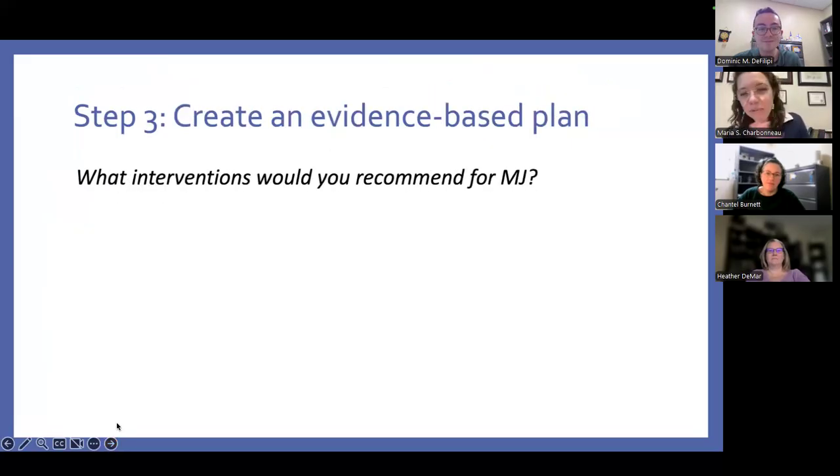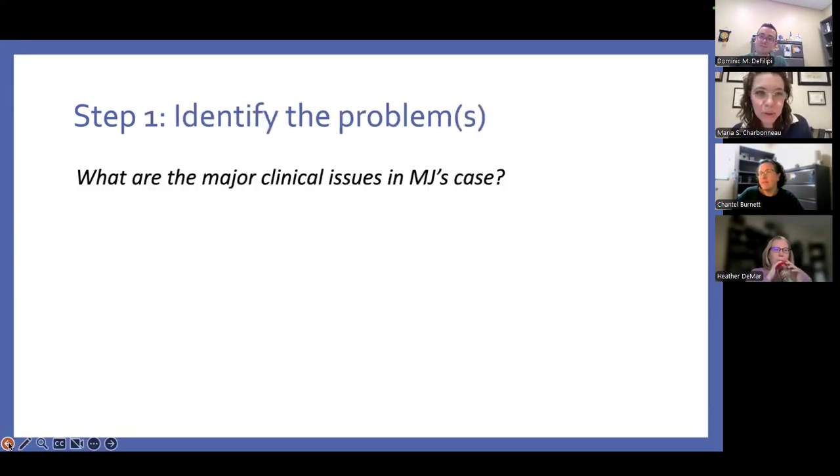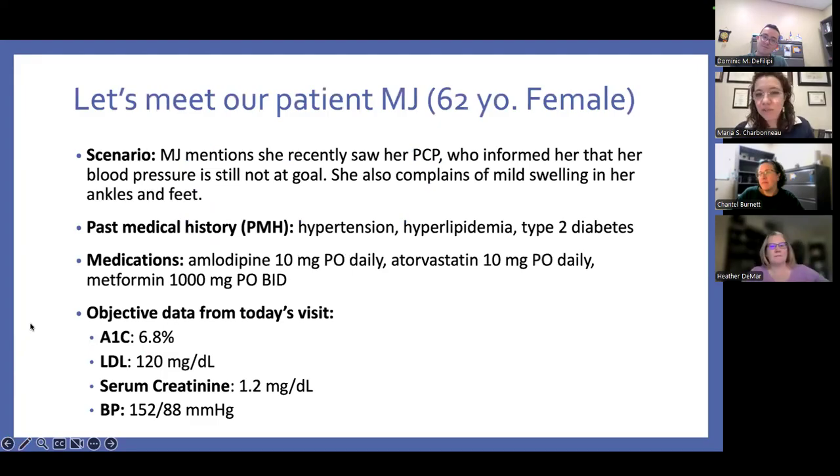Well, and then I would say before we get there, before we get to my answer key, step 3 of what we do as pharmacists is to create an evidence-based plan. So the interventions, what would you recommend for MJ, or what would you want your student to be able to recommend for MJ? So if you want to take a quick minute and write your thoughts, what your interventions would be for MJ, and then we'll talk through my own thought process with this. So I'll go back to the case. What interventions would you do for MJ, or what you would want your student to do for MJ?